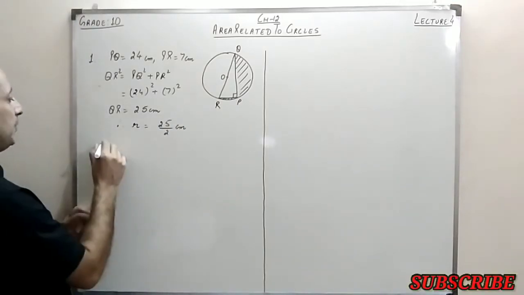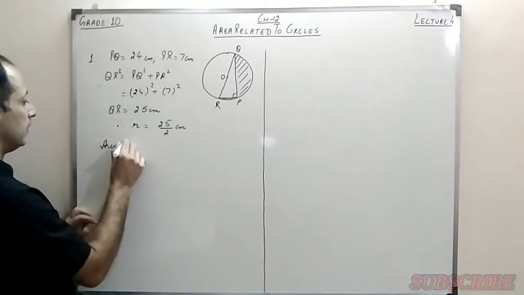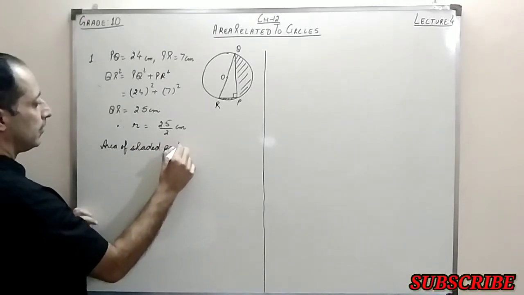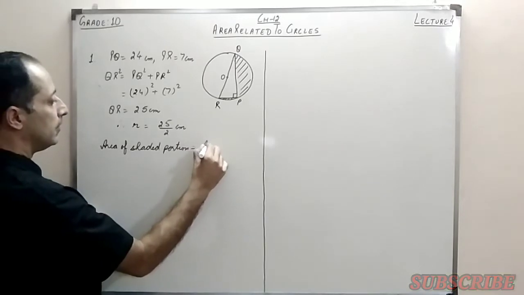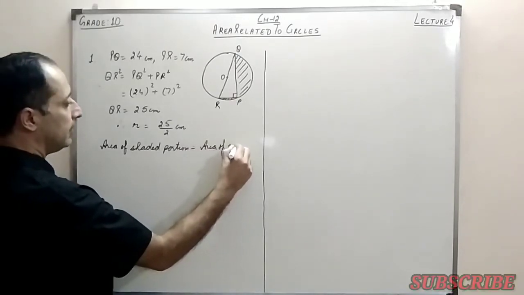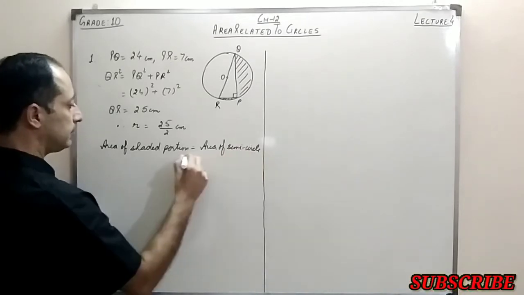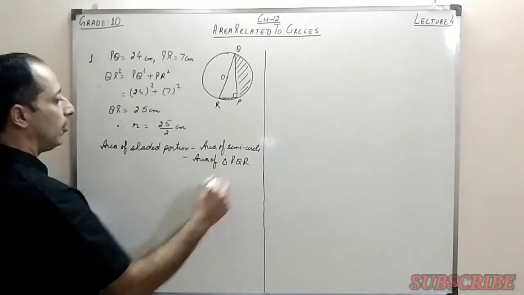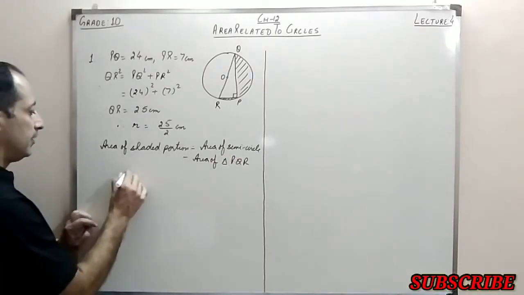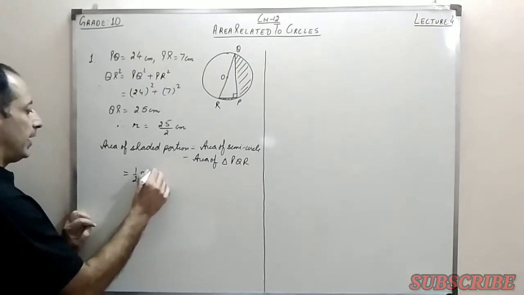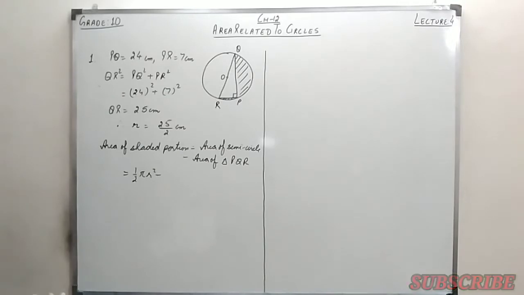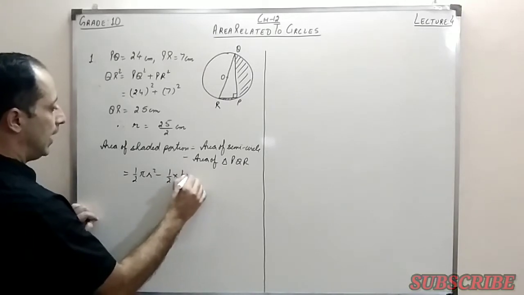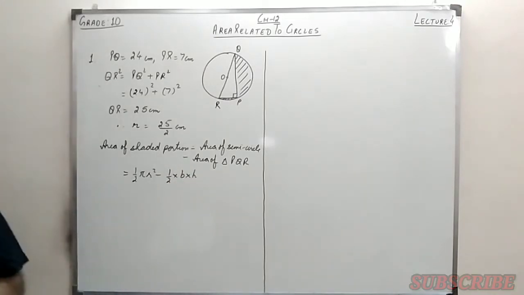Now we have to find the area of the shaded portion. So area of shaded portion is equal to area of semicircle minus area of triangle PQR. Now obviously the area of the semicircle is 1 by 2 pi r square, and since the triangle is a right angle triangle, we can apply half into base into height. Half multiplied by base multiplied by height.